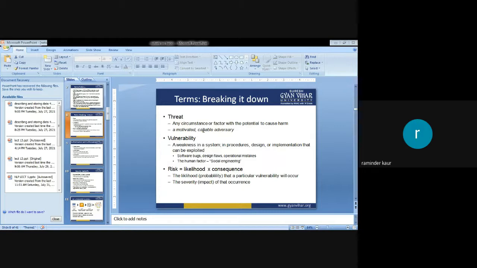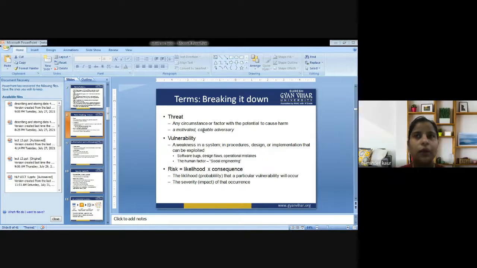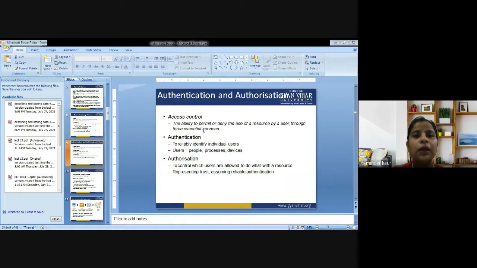Next is risk. What is basically risk? Likelihood means it could happen, and then what will be the consequence, what will be the result. So likelihood means probability, for example 0.1%. It is the likelihood that a particular vulnerability will occur. Then the severity, that is the impact, concerned with the consequences of that particular occurrence.